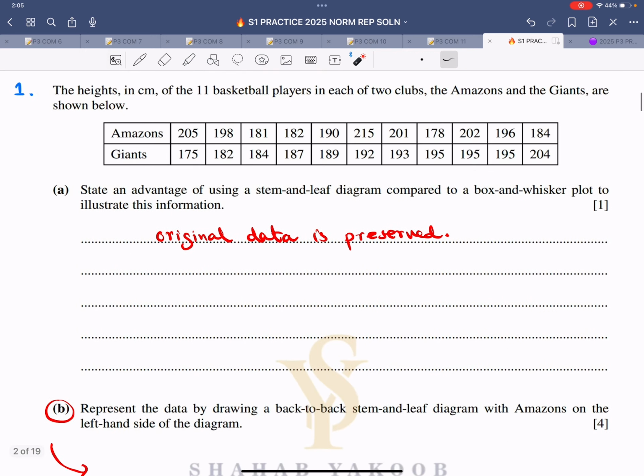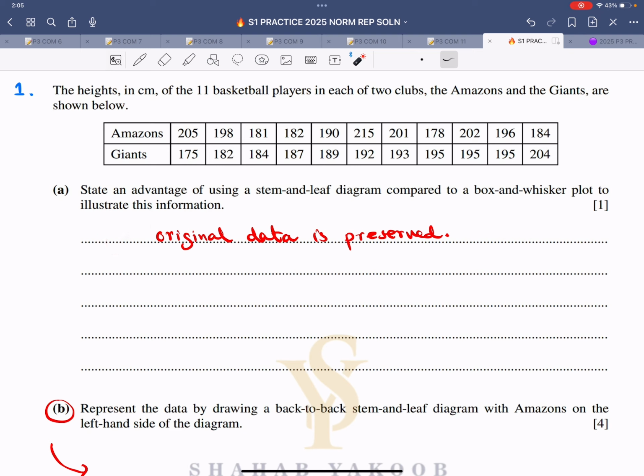Now the first question, let's read it very comfortably. The heights in centimeters of 11 basketball players in each of two clubs, Club A and Club G, is shown below. So this is the data for the first and this is the data for the second. The first part, state an advantage of using a stem and leaf diagram compared to a box and whisker plot to illustrate this info. Now when we draw a stem plot, the original data is preserved, it is simply neatly arranged.